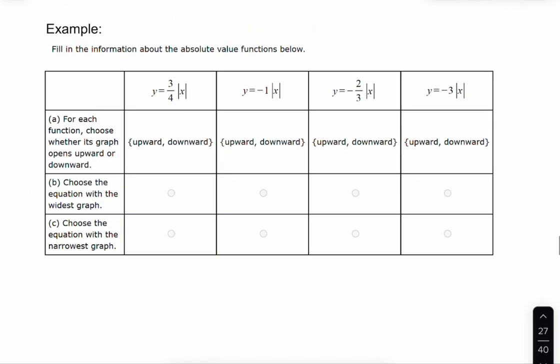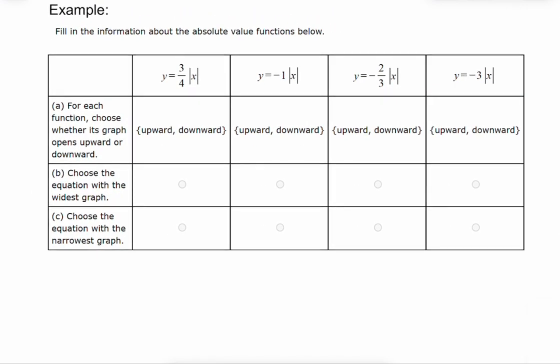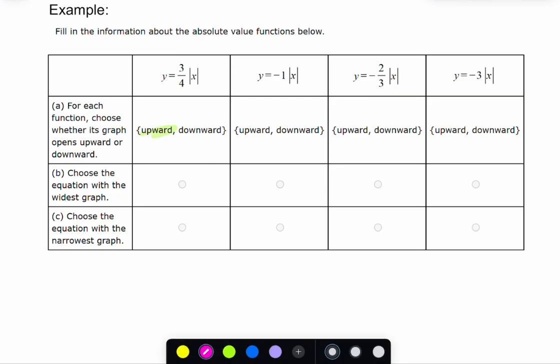Okay, so let's talk about this little chart. This little chart, after we do 3.5, will make a lot more sense, but I'll at least take you through it. It says for each function, choose whether its graph opens up or down. So is the V opening up or down is all about the front number. If the front outside number is positive, it's going to go upward. So the upward ones, this is going to go upward, and nothing else is going to go upward. All the other ones have a negative in front of the absolute value. So this V is going to go down, this V is flipped upside down, this V is flipped upside down. And it's all about that front number, okay?